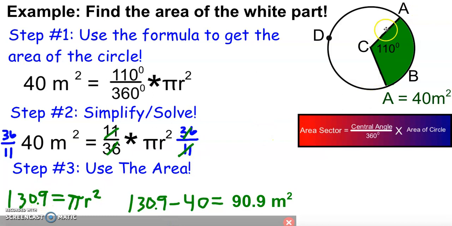And then if I want to figure out the white part, the easiest thing to do would be to take the area of the circle, which in this case is 130.9 meters squared, and subtract the 40 that we know. So just subtract the area of the green sector. That leaves the white sector at 90.9 meters squared.